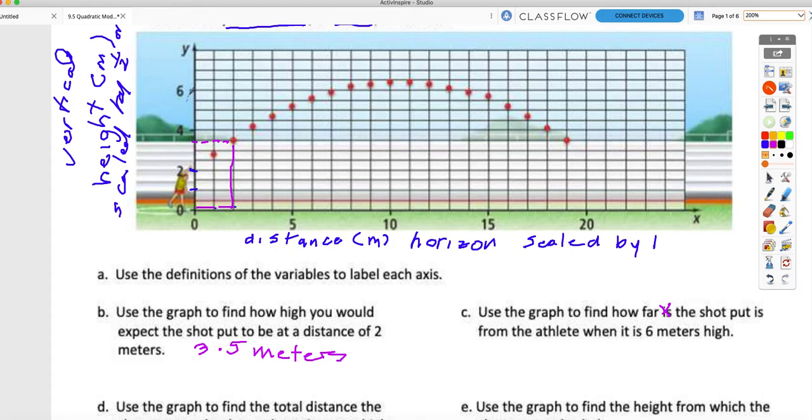Let's find 6. That's right there. So I'm going to go over to 6, and that's going to give me that right there. So let's go down from there, and that's going to tell me the distance. Okay, well this was scaled by 1. So that's 5, 6, 7. This would be 7 meters.